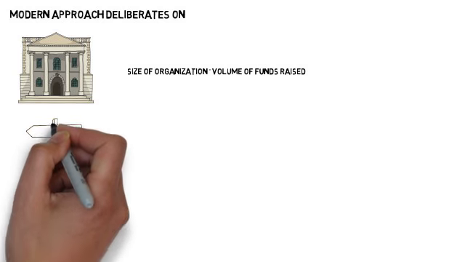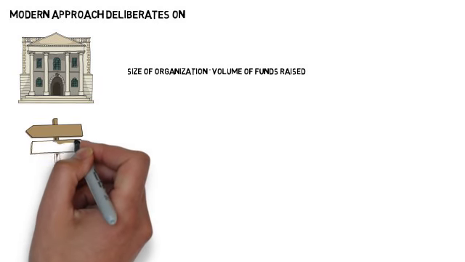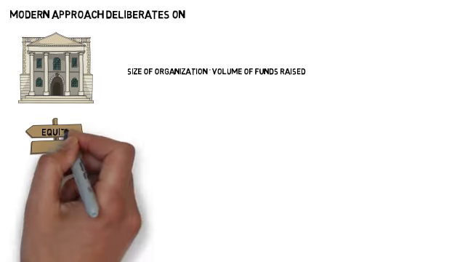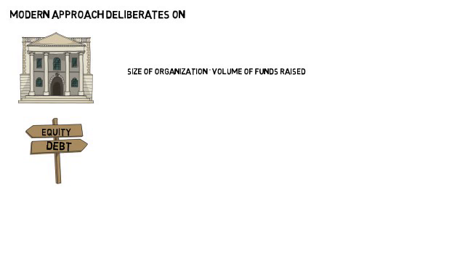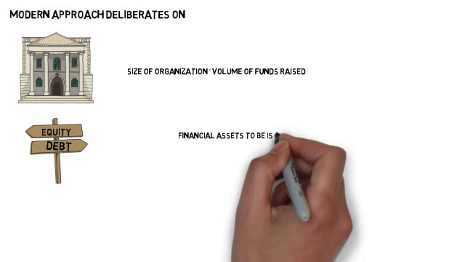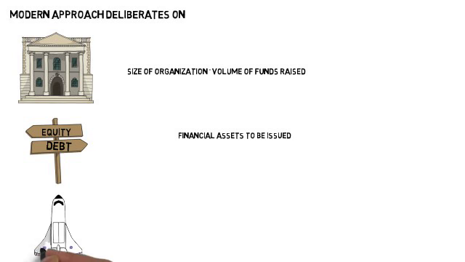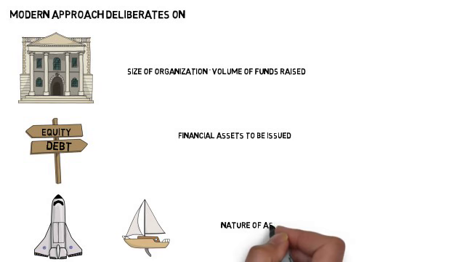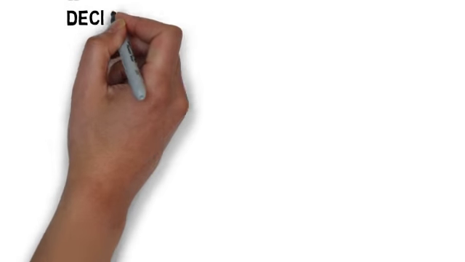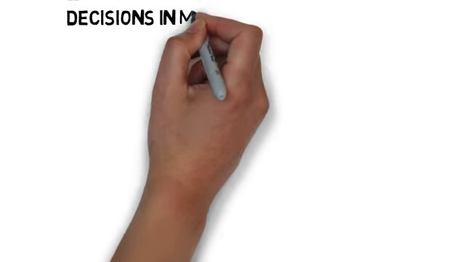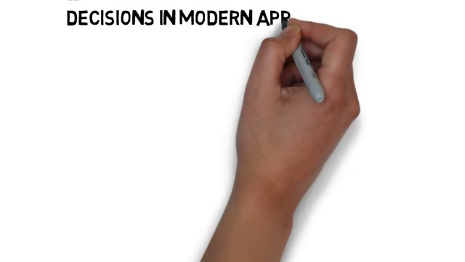Number two, the modern approach guides us on the type of financial assets to be issued, that is whether it should be debt or equity. Number three, the modern approach guides us on the nature of assets to be acquired, that is investment of funds in various kinds of assets. So while in the traditional approach we only looked at raising funds and its administration, in the modern approach we look at raising funds as well as investment of these funds.